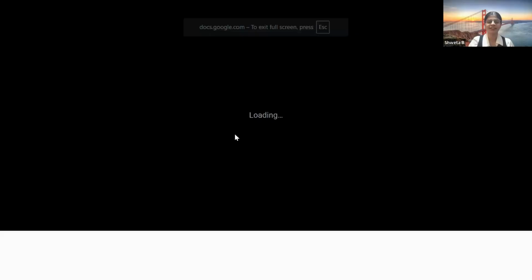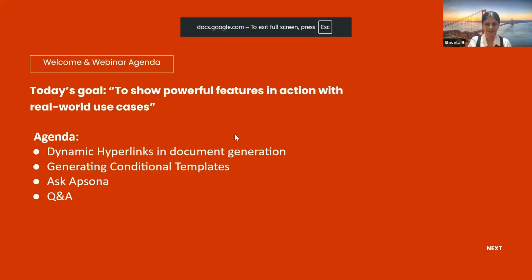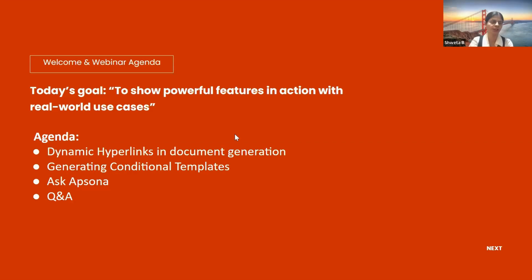Let me come back to the agenda of this webinar. Based on the feedback from the last session from you guys, as well as the support tickets we used to get, and based on Apsona's interaction, we have chosen two merge action features. One is dynamic hyperlinking document generation, as well as generating the conditional template in a single merge action. And last but not the least, we are going to talk about our newest product named Ask Apsona.